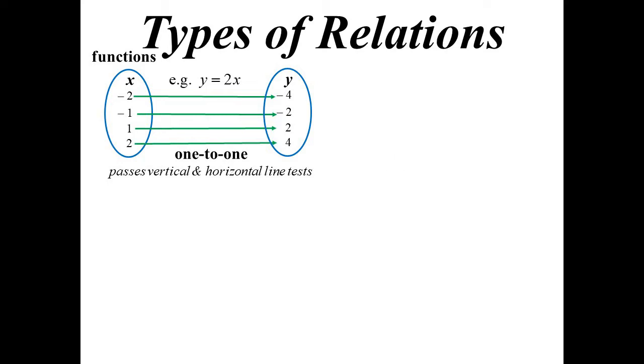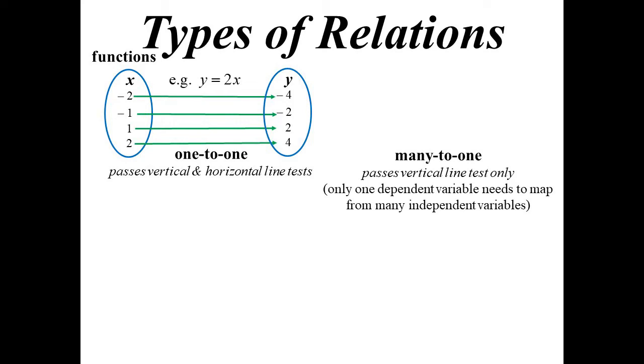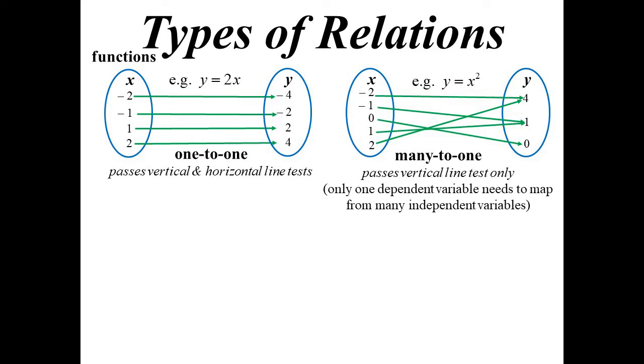Okay, then you can have many to one. Now it's still a function because it satisfies the vertical line test, but it doesn't satisfy the horizontal one. So that would be our parabola, y equals x squared. So you're getting one x value, but it can go to many values. Now in the set I've drawn up, -2 is going to 4, and 2 is also going to 4. So many of them are going to one number.